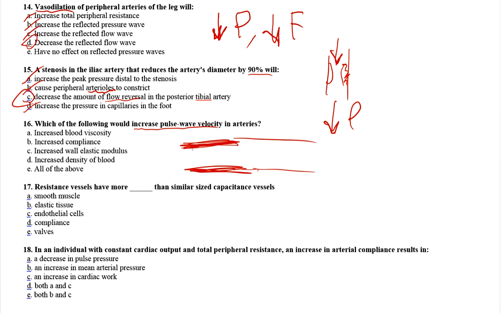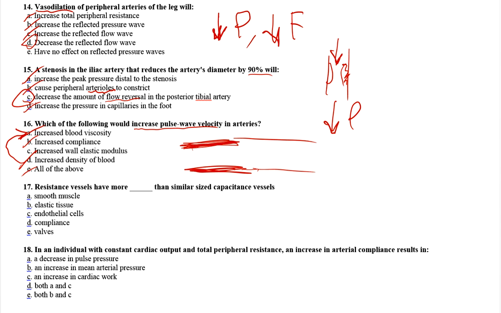So let's take a look at this. Increase in blood viscosity? No, actually, increasing blood viscosity would decrease the pulse wave velocity. Increased compliance? No, increasing compliance would actually slow it down. Increase wall elastic modulus, that is actually the correct answer, but let me look at D first. Increase density of blood. If we increase the density of blood, that's the exact same thing as viscosity, so that's going to be wrong, which means E is wrong.